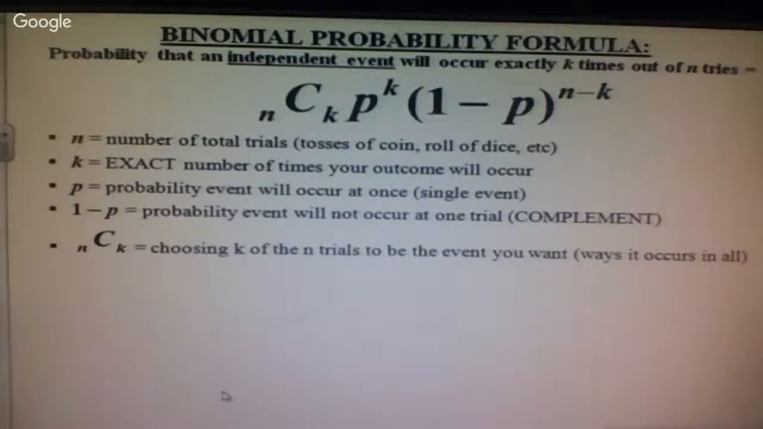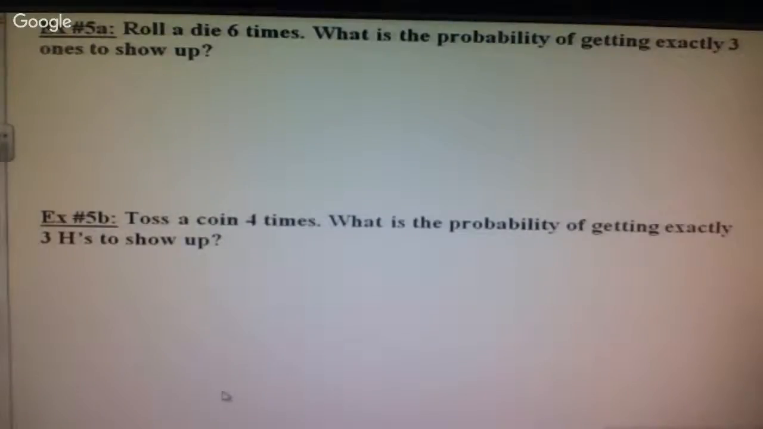Okay, so of course we're going to practice it. So I want to roll a die 6 times. What is the probability of getting exactly 3 1s to show up? So how many total trials do I have? 6. So we start off with 6C. How many of my trials need to be exact? 3. So 6C3. 1 divided by 6, 3 times.